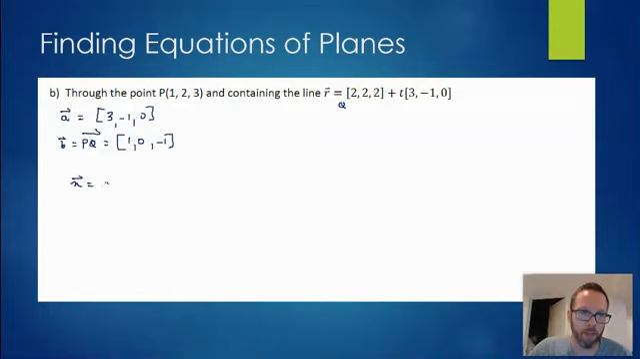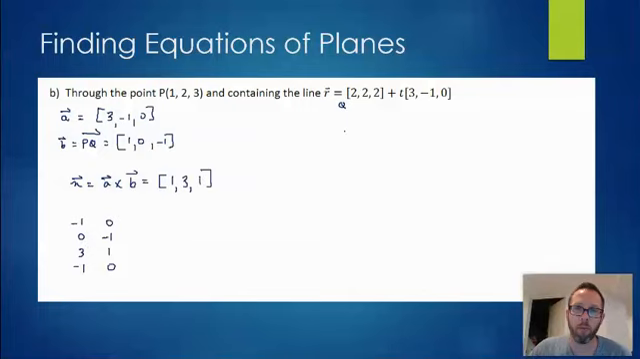The normal would be a cross b. Let's set up our little visual for that. a is (3, -1, 0) and b is (1, 0, -1). So what do we have? For x, we have 1 take away 0, so that's 1. We'll have 0 take away -3, that's 3. And we'll have 0 take away -1, that's 1. So (1, 3, 1). We've used two direction vectors to get a normal.